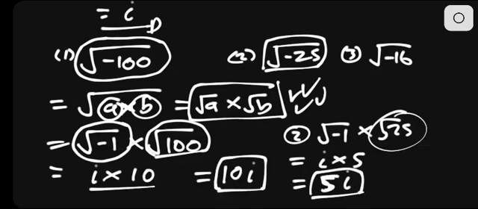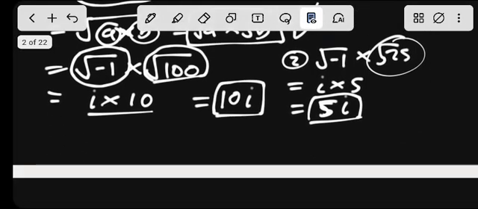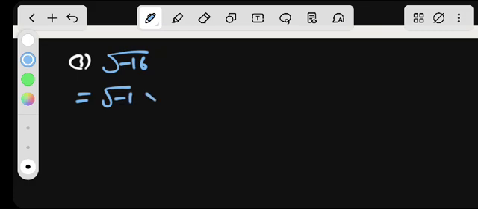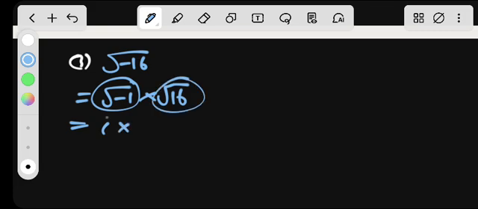All right, there we have number 3. We are given the square root of minus 16. Similarly, this will be the same as the square root of minus 1 multiplied by the square root of 16. This is i multiplied by the square root of 16. The square root of 16, we know, guys, is 4. Then this will simply be 4i.